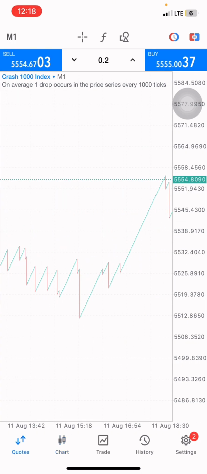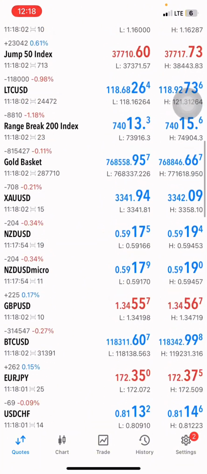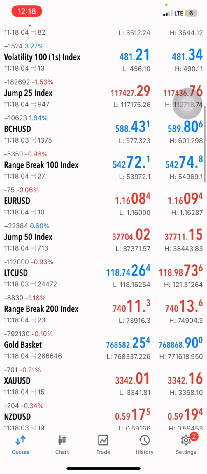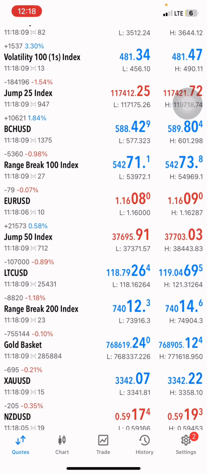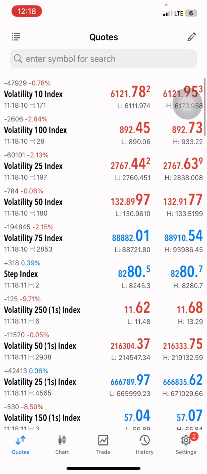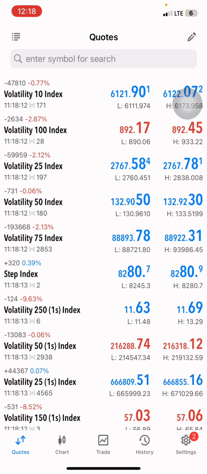The best you can do for yourself with these volatility indices is to pick one or two or maybe three, learn them, study them, take your time, master them, have a strategy around them, and that's when you can start massively profiting from volatility indices.